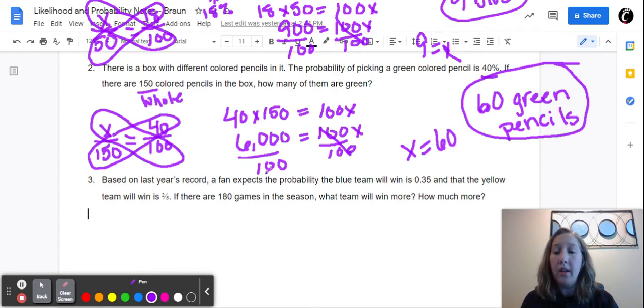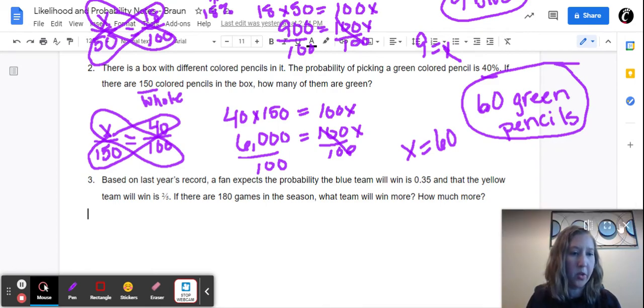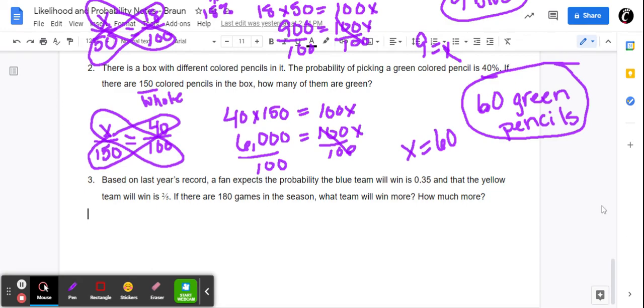Okay. Now for our last problem, we have actually 2 parts here, and I'm going to close out my video just so I have plenty of space to write and show you what we're doing. So the question says, based on last year's record, a fan expects the probability the blue team will win is 0.35, and that the yellow team will win is 2/5. If there are 180 games in the season, what team will win more and how much more?